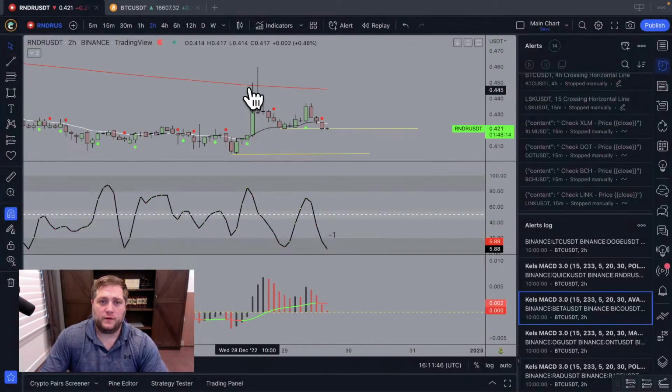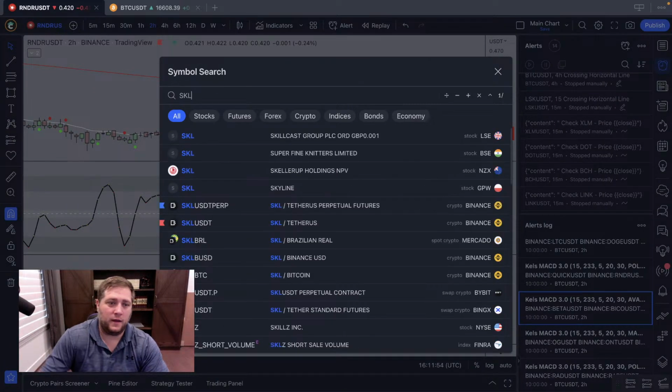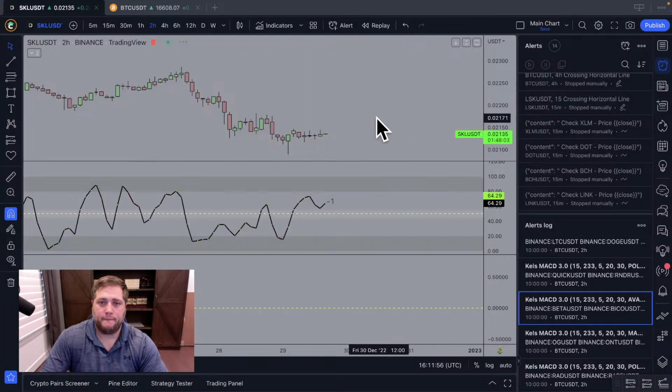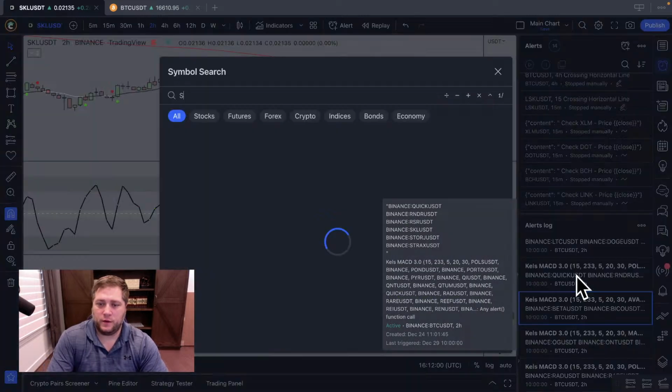RND. Here's RND. It looks just like the, oh, that probably is the same one. I was like, man, that looks like the same one. SKL. SKL, we have a bunch of dojis. You don't even waste time on those.